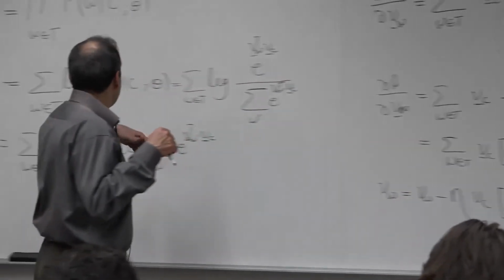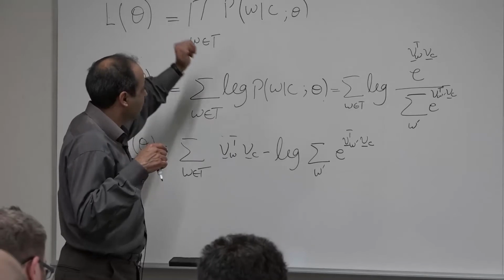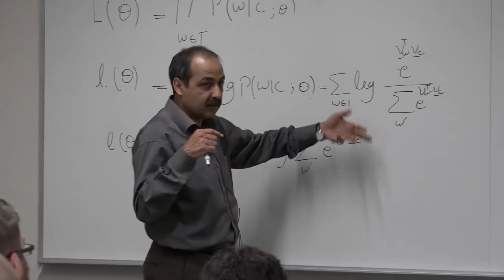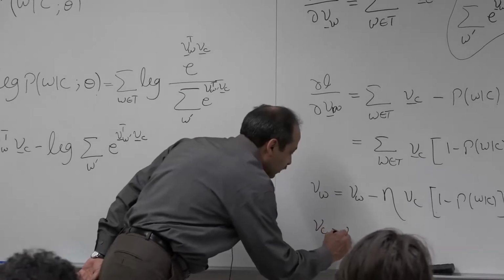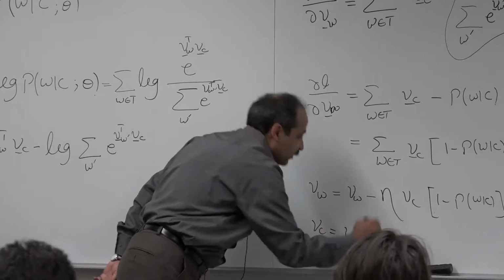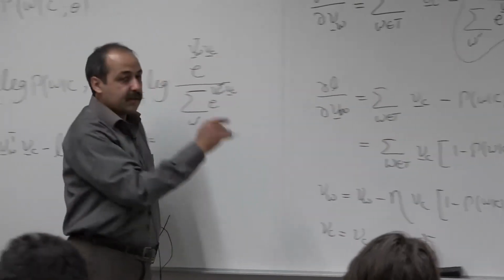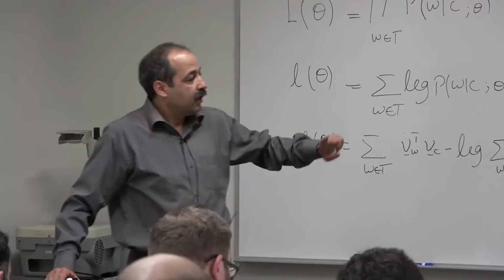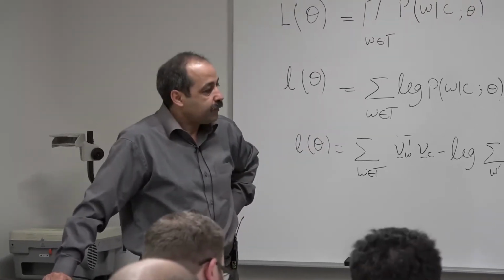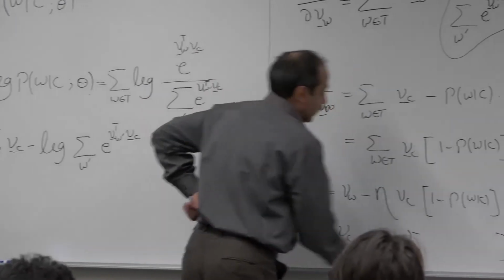I can do exactly the same thing. Instead of taking the derivative with respect to Vw, I can take the derivative with respect to Vc and write an update function for Vc. There will be a term here. And I can initialize this with some term and then keep going until it converges.